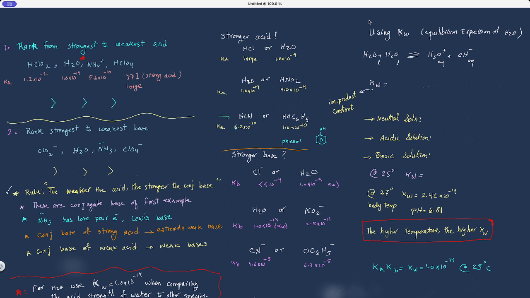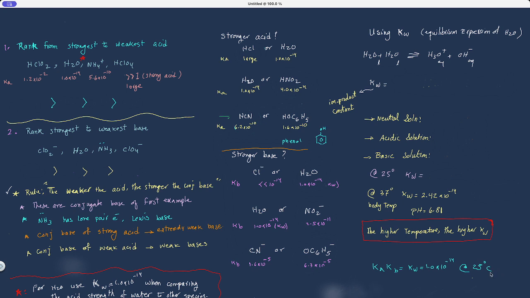In today's session, we're going to use Ka to rank acids and bases. The first question I have provided for you is rank this from the strongest to the weakest acid. And these are the four acids that I have. I went ahead and put the Ka, usually this is given to you from a table. And let's see if we can rank them together.